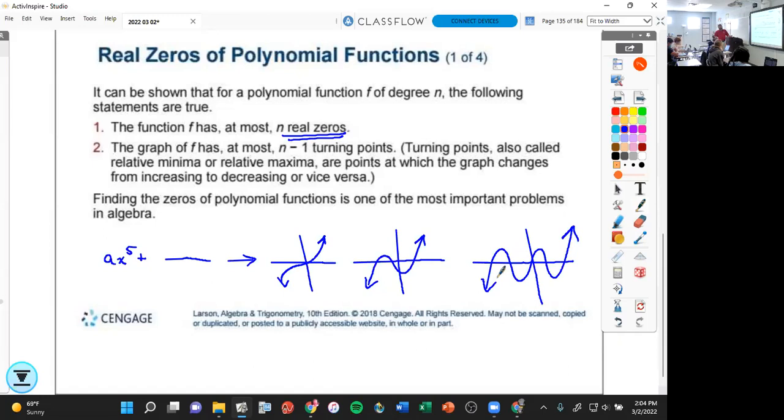Finding the zeros of polynomial functions is one of the most important problems in algebra. We do that all the time, finding the zeros. Questions on this so far? Okay.